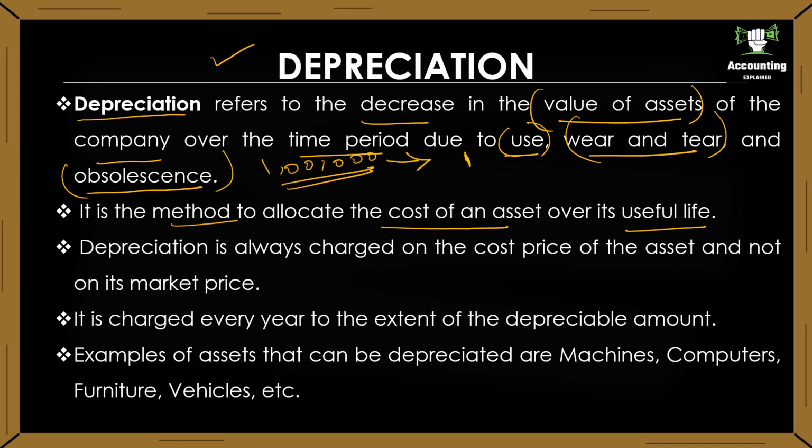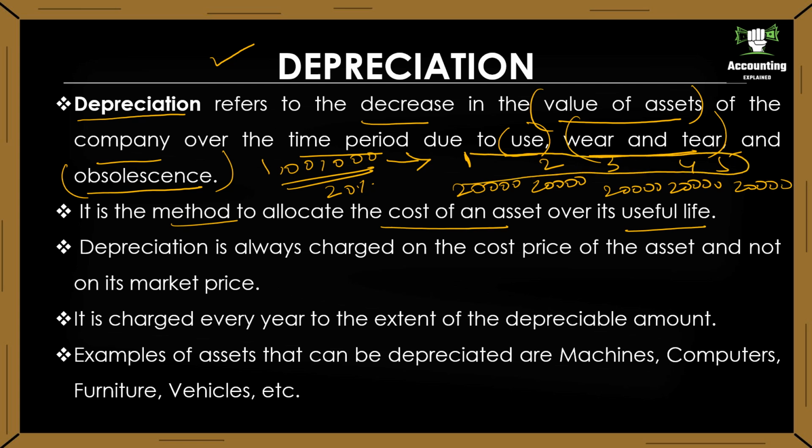For example, if you are going to follow straight line method of depreciation where it is depreciated at 20%, it is going to be depreciated over a period of 5 years. So every year you are going to take 20,000 only as the depreciation. Okay. Because 5 years is considered as the useful life of the asset which you have bought.